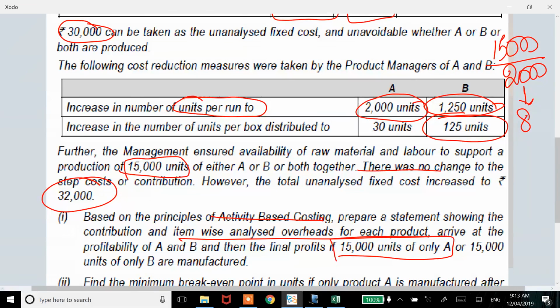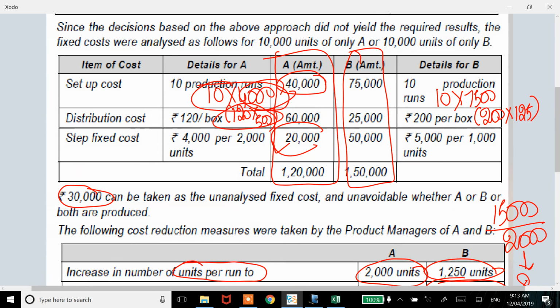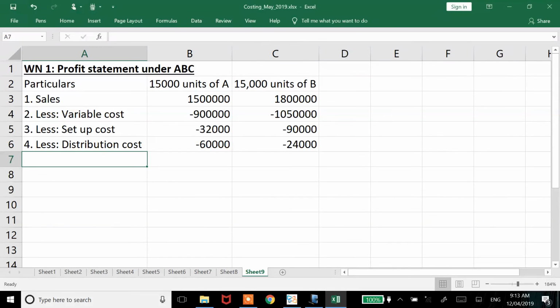Then they have said there is no change to the step cost or contribution. The step-up fixed cost was earlier 4,000 into 5 lots. One lot is 2,000 units. Now tell me, 4,000 into how many lots would be needed? You will need 8 lots because you have to manufacture 15,000 units. So before this, I'll call this contribution.